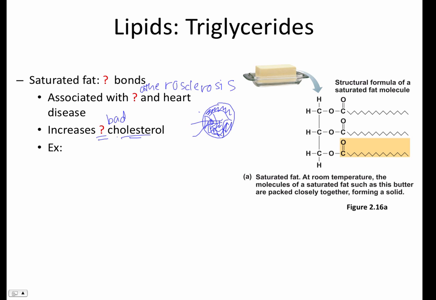Examples of this, so this is coconut oil, whole milk, cheese, oh darn, it's so good too, right? And vegetable oil.